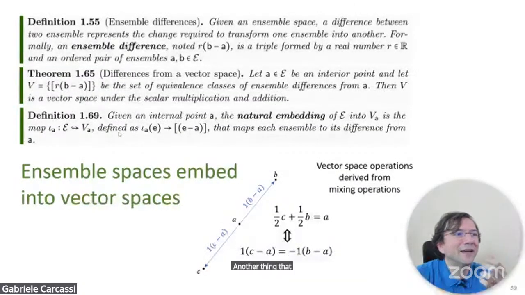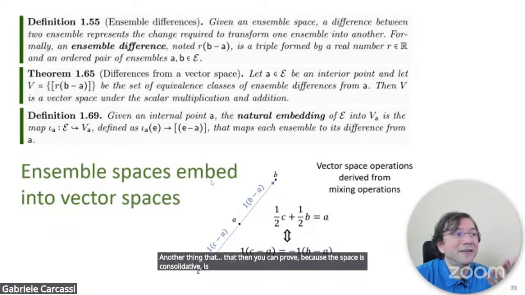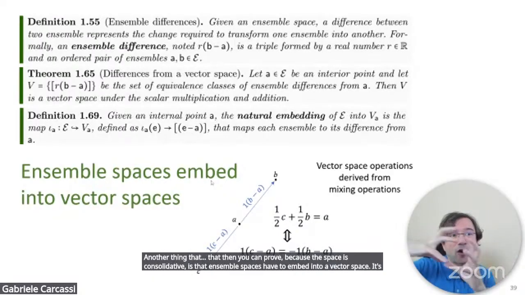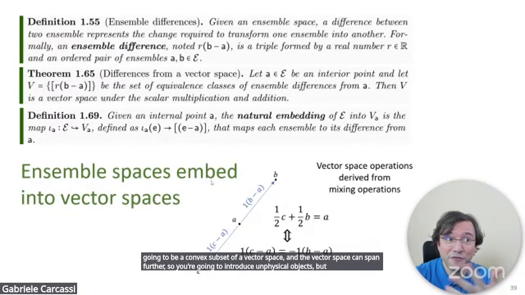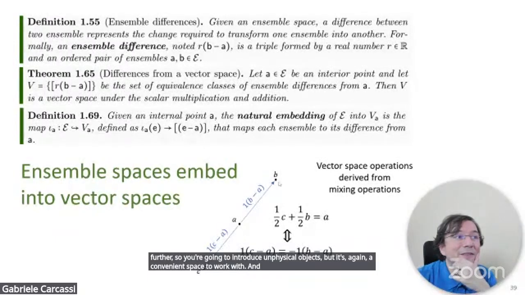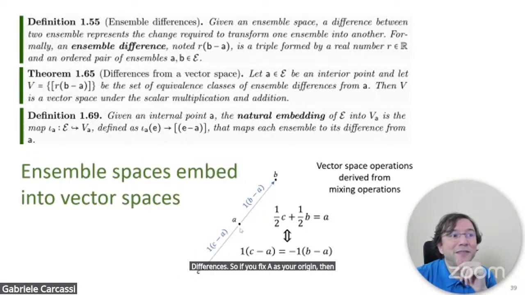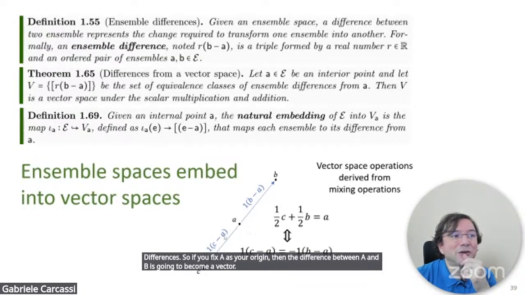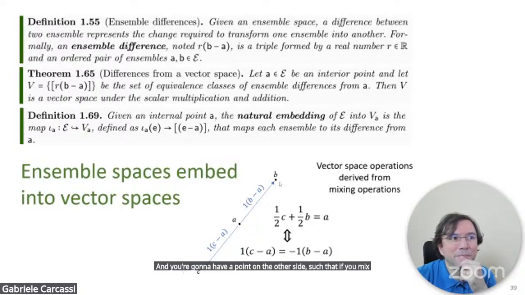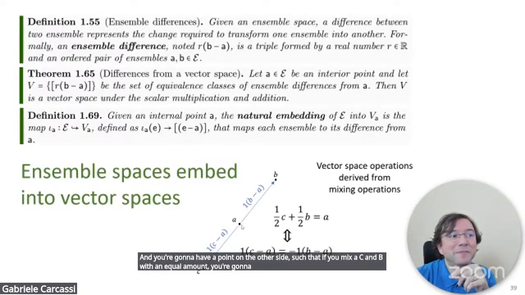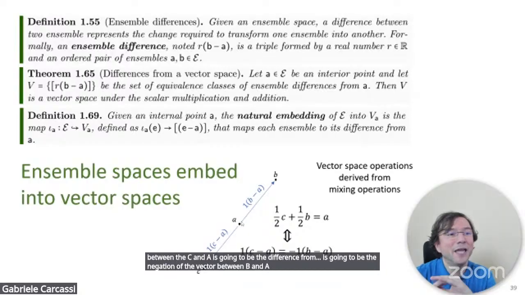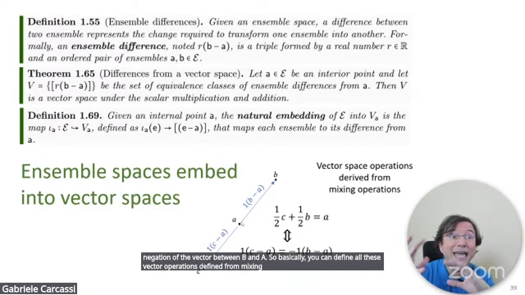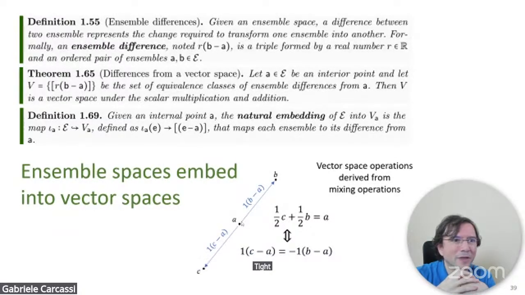Another thing that you can prove, because the space is cancellative, is that ensemble spaces have to embed into a vector space. It's going to be a convex subset of a vector space, and the vector space can span further. So you're going to introduce unphysical objects, but it's, again, a convenient space to work with. And the vectors are basically differences. So if you fix A as your origin, then the difference between A and B is going to become a vector. And you're going to have a point on the other side such that if you mix C and B with an equal amount, you're going to get A. Then it means that the vector between C and A is going to be the negation of the vector between B and A. So basically, you can define all these vector operations from mixing operations, so that you keep tight the connection between these two things.